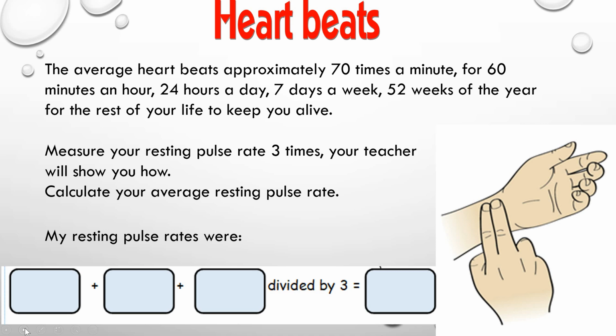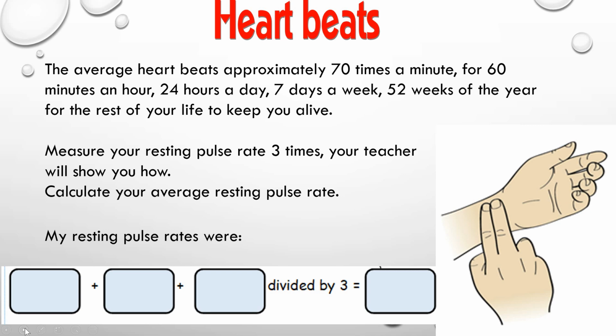We'd like to think that each time we take our resting pulse rate, they are similar each time. This makes the data we collect reliable. If we have one result that is a little bit unusual, a little bit too high or too low, we would ignore this result. It would be considered an anomaly, and we would calculate our average resting pulse rate using the other data we have, or we would repeat it again. So I want you to take your resting pulse rate 3 times, write them into the boxes, and then calculate your average, so divide by 3.